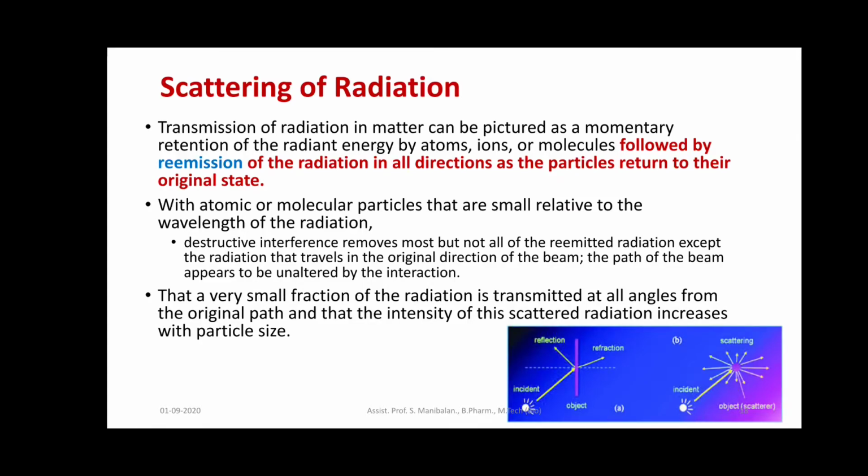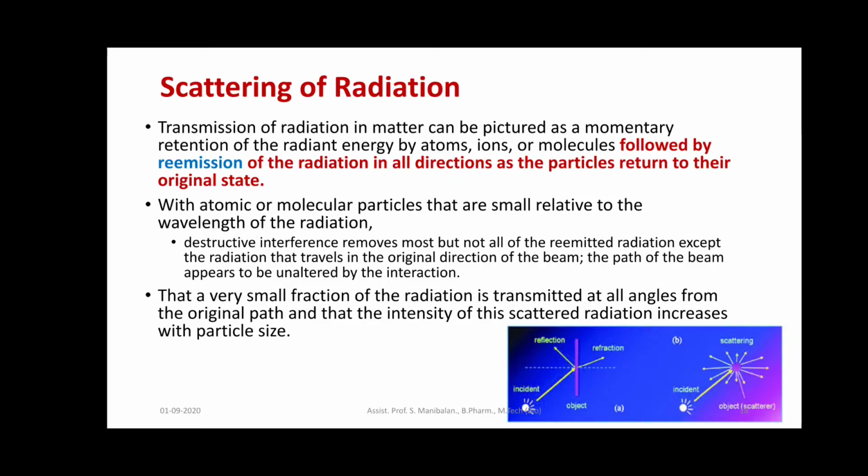A very small fraction of the radiation is transmitted. Underline the word transmitted. I already told you, in scattering no transmission occurs. The text says a very small fraction is transmitted at all angles from the original path, but actually this is not correct. I think it is not going to transmit. Here the transmission may mean the path length or the direction. Anyway, it is not going to pass through the sample, because the sample may be a metal or inert substance, so it cannot pass through.